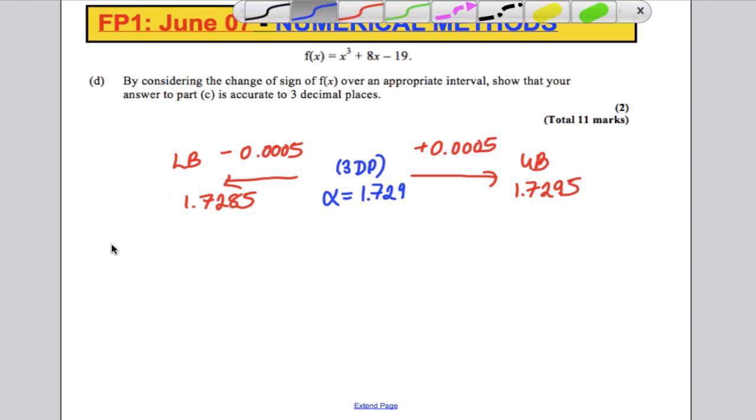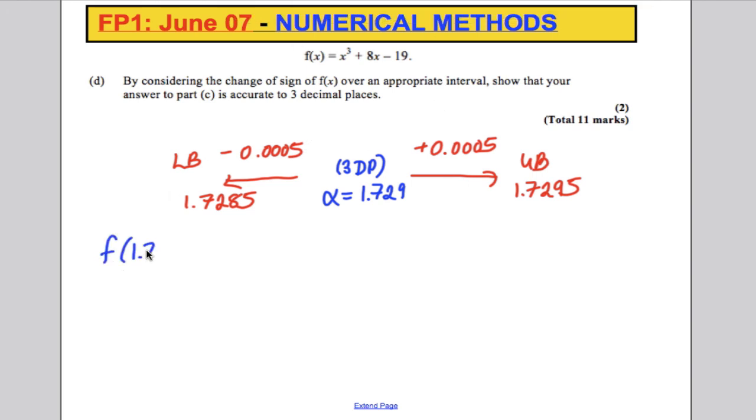Then what we're going to do is work out f of 1.7285 and f of 1.7295. Hopefully there's a change of sign, and that would mean this is accurate and the root to 3 decimal places.